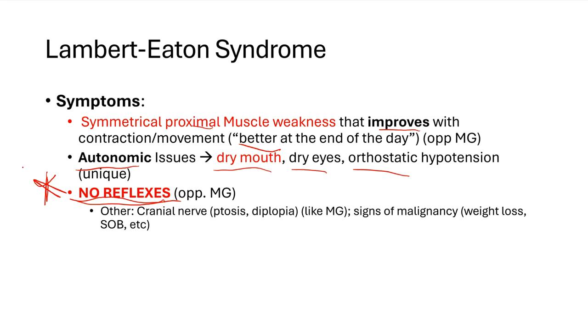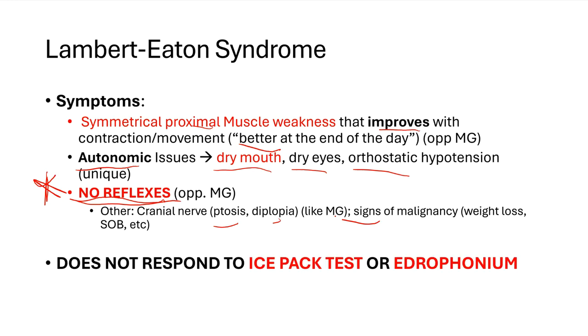Other things that can point you towards Lambert-Eaton syndrome can be cranial nerves. Ptosis and diplopia are very commonly put in these question stems to help confuse you, because this is seen in both Lambert-Eaton syndrome as well as MG. But look for other things such as signs of malignancy in individuals older age, lung nodule, smoker, weight loss, cachectic, shortness of breath, dyspnea on exertion. All of these are screaming at you some sort of lung cancer in the setting of proximal muscle weakness is most likely Lambert-Eaton syndrome.